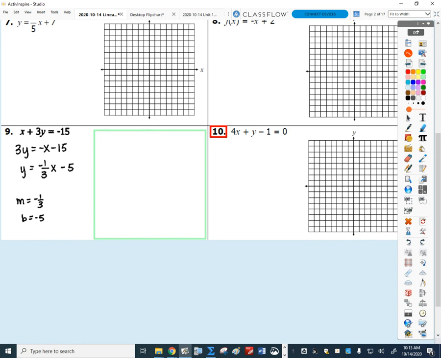Okay, and so then when we want to graph this thing, all we've got to do is start at what point? Is there a point that we know? What's the point that we know here, Natalie?